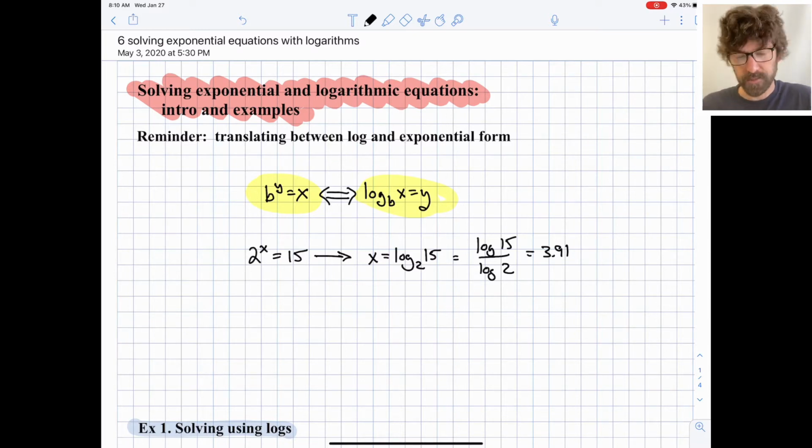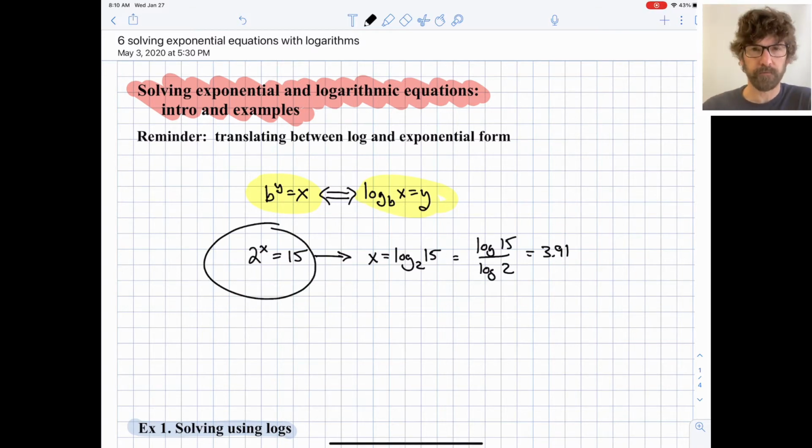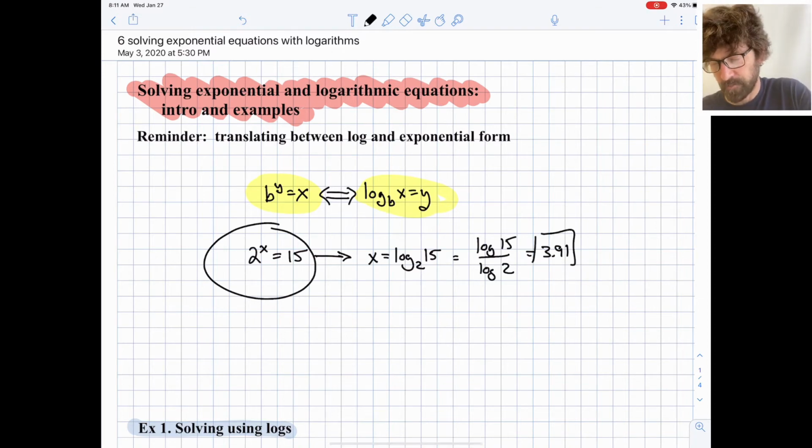And we can think about as a check, does that make sense? Does 2 to the 3.91 get us 15, which is what we're looking for? And it does make sense. 2 to the 4 is 16, and 2 cubed is 8. So it makes sense that our answer is just a bit under 4. So 3.91 is our solution here.